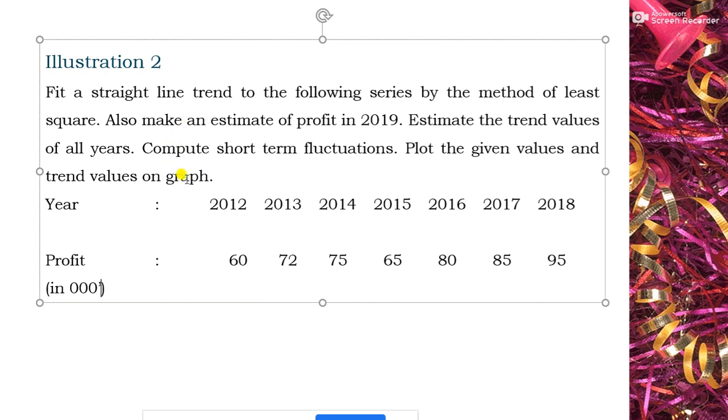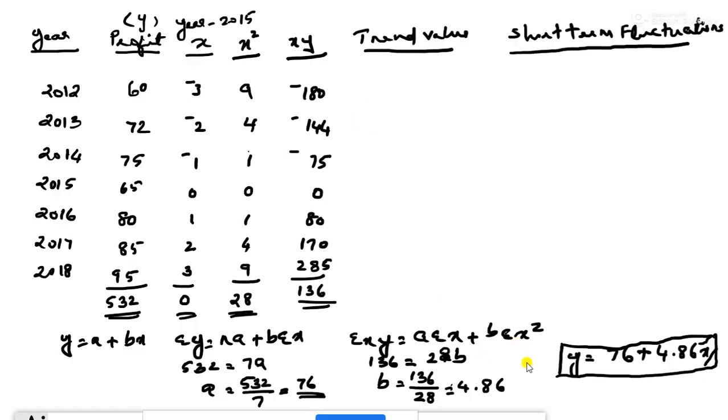So we will start with the first one, that is we can calculate y is equal to a plus bx. So this is the straight line trend y is equal to a plus bx, that is year 2012 to 2018, the profit, that is y values. Then you calculated x, that is year minus 2015, which is the middlemost year. Then compute x square, then xy. Then by replacing all these values you got y is equal to a plus bx, that is a is 76 and b is 4.86. Then y is equal to 76 plus 4.86x. Okay, so this is the straight line trend.